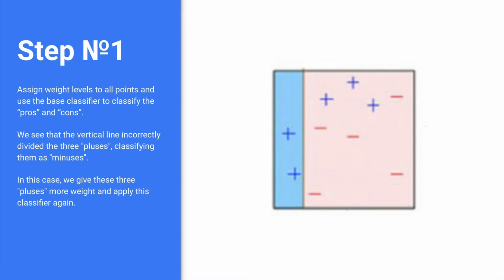In Box 1, we assign weight levels to all points and use a decision stump to classify them as pluses or minuses. This weak classifier generated a vertical line on the left, D1, to classify the points. We see that this vertical line incorrectly divided the three pluses, classifying them as minuses. In this case, we give these three pluses more weight and apply this classifier again.